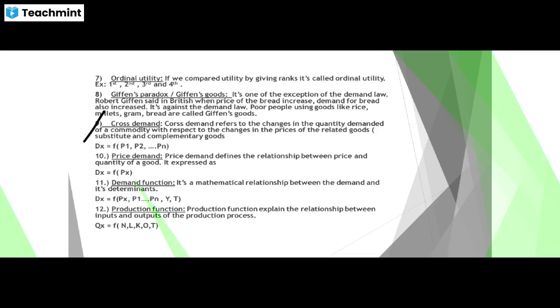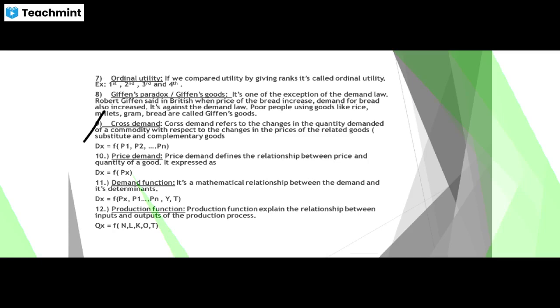And next, ninth one, cross demand. So cross demand refers to the change in the quantity demanded of a commodity with respect to change in the price of the related goods. Here related goods means substitute goods plus complementary goods. That means how the demand will change if there are any changes in related good prices.